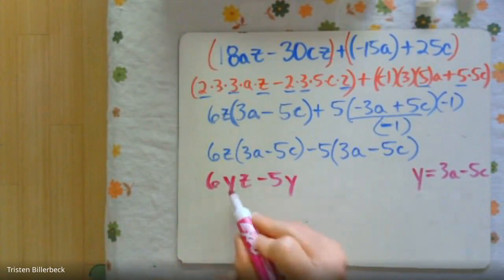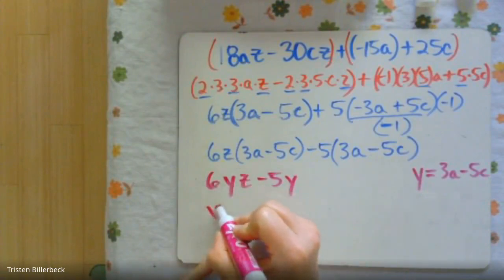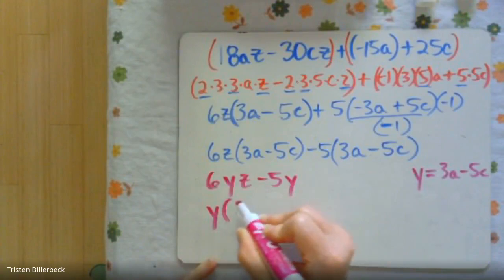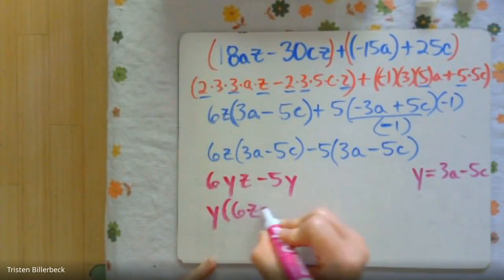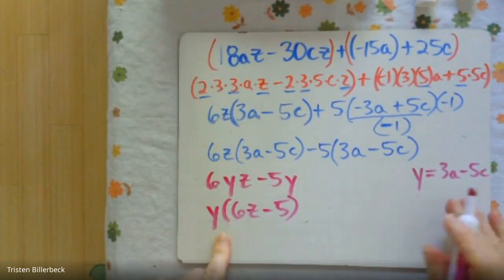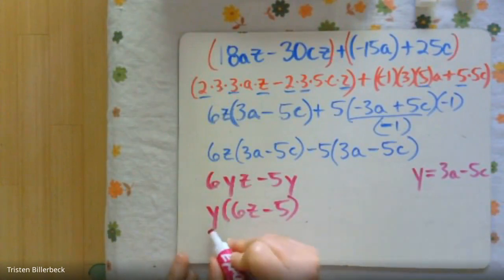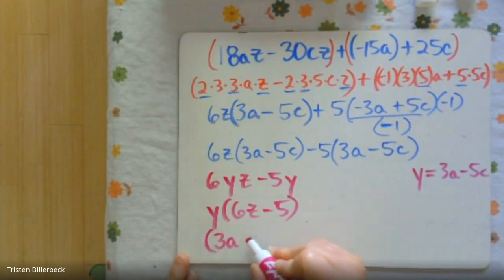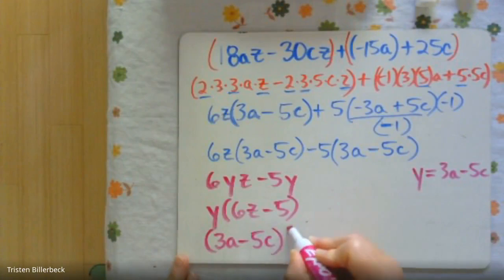And then we see, oh, they have y in common. We can extract the y, and we have 6z minus 5. Now we can put the y back in because we know what that is. We just didn't want to look at it. It was too complicated. So it was 3a minus 5c times 6z minus 5.